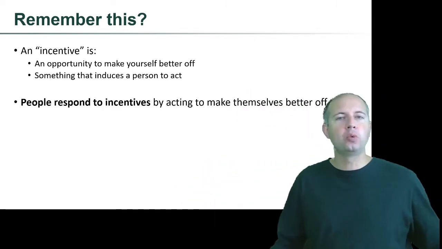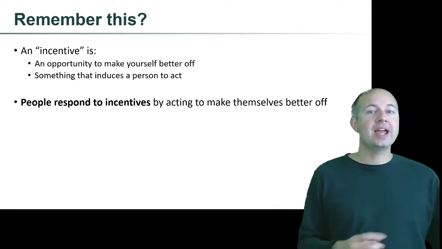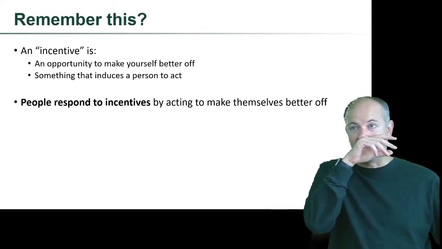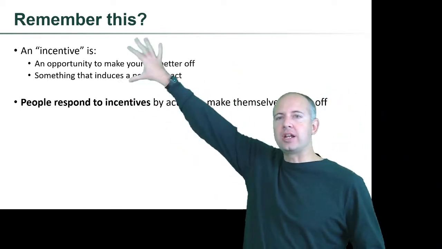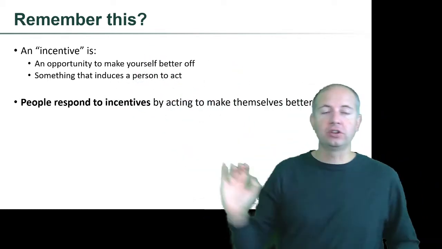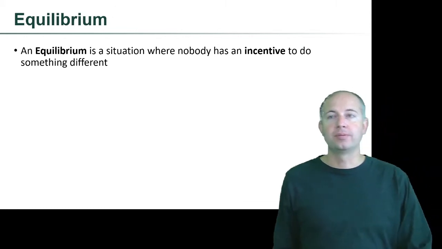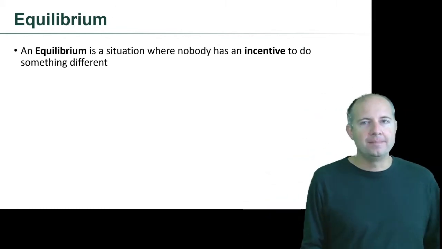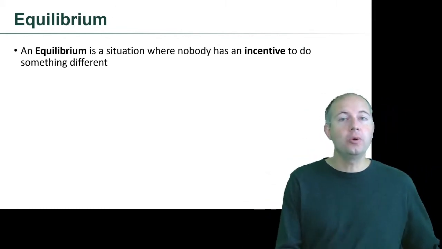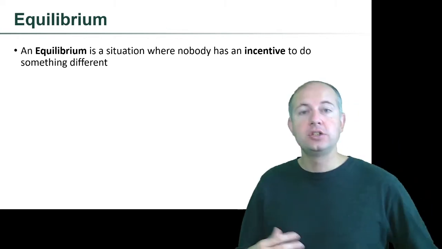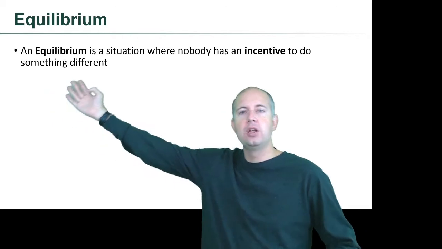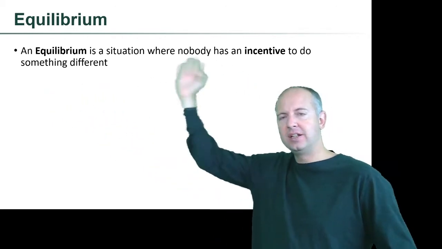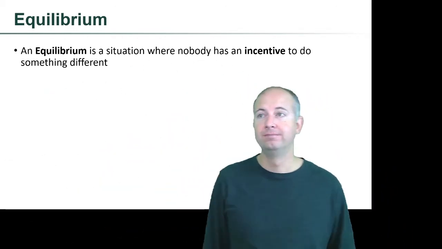And we said that people respond to incentives by acting to make themselves better off. So I bring this up because I'm going to use this definition of incentive to learn a new term, which is called an equilibrium. An equilibrium is a situation where nobody has an incentive to do something different. So in an equilibrium, nobody has an incentive to do something different than what they're doing.